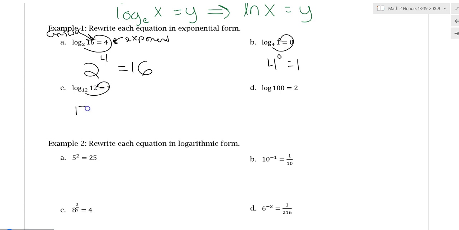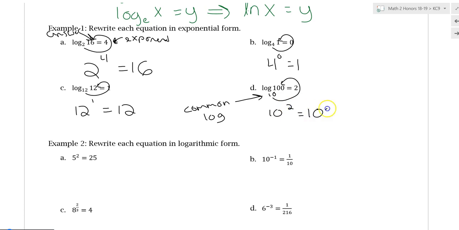Same thing here. 12 to the 1 equals 12. D is a little odd, right, because there's no log base. So again, we put a 10 down here. When there's no number, it's the common log. And then we still just loop around. 10 squared equals 100.